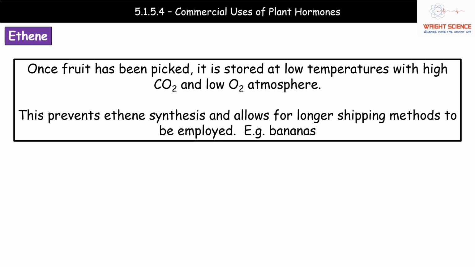So once that fruit has been picked from wherever in the world it has been grown, it's going to be stored at low temperatures with an atmosphere that's got low oxygen and high carbon dioxide. And the whole idea of that is it's then going to prevent the synthesis of ethene in those fruits. Because remember, if we've got ethene, it's promoting that ripening process. So because we're storing at those low temperatures, high carbon dioxide, low oxygen atmosphere, we're not going to get much ethene being produced, and therefore it means we can ship them bigger distances, because it's going to take them longer to ripen.